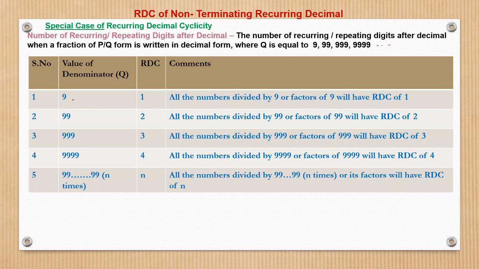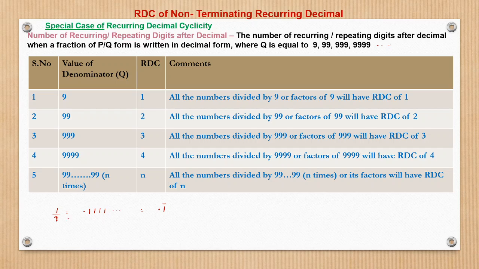So if q takes a value of 9, the RDC would be 1, right? If q takes a value of double 9, RDC takes a value of 2. This we just keep in mind. Why am I saying RDC will be 1, RDC will be 2? Because these are special cases. So 1 by 9, if we see, is nothing but 0.1111, and so on. So what is the recurring part? It is 0.1 bar. So only one digit is repeating, so RDC becomes 1, right?